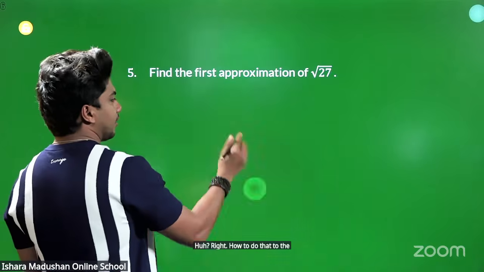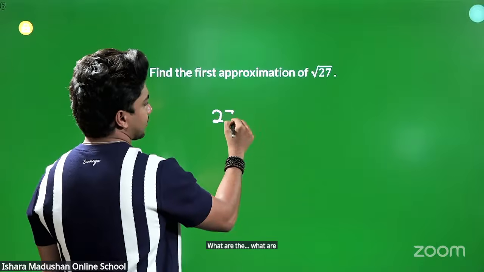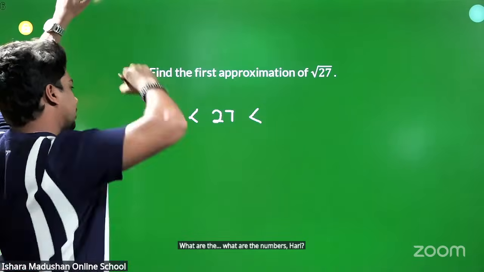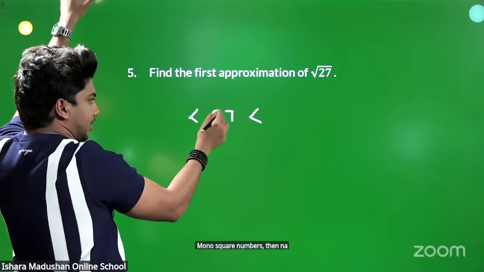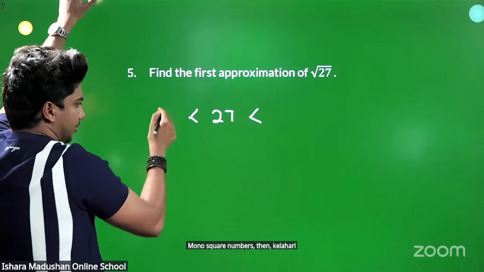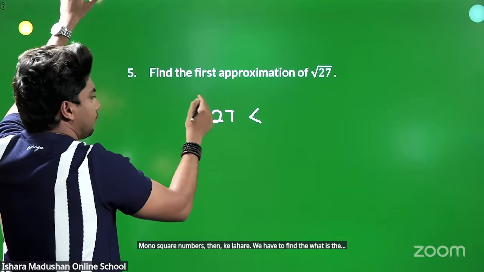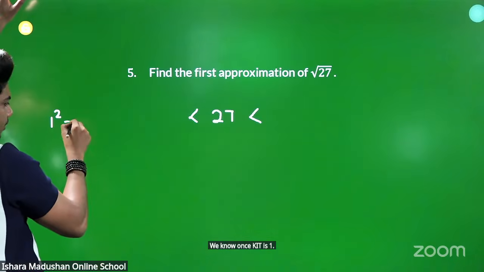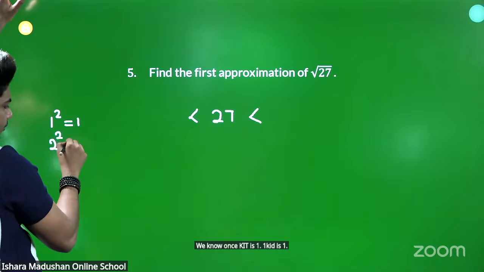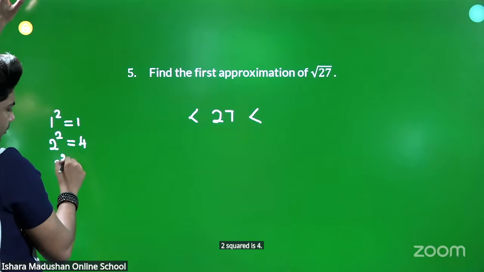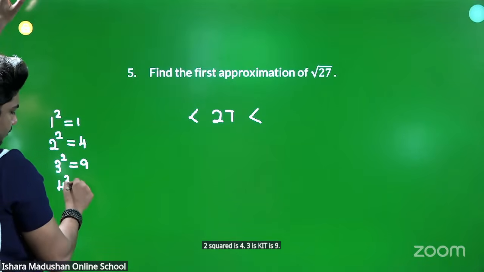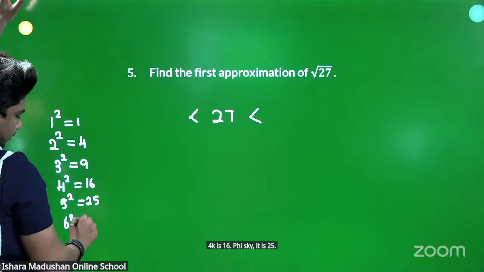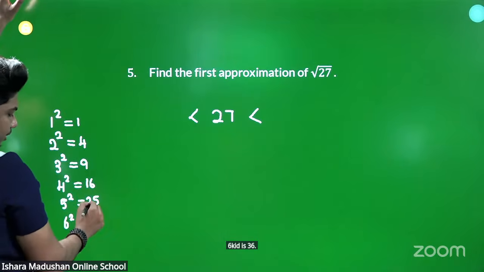We need to find between which square numbers 27 lies. We know 1 square is 1, 2 square is 4, 3 square is 9, 4 square is 16, 5 square is 25, 6 square is 36. Right? So 27 is in between 25 and 36.